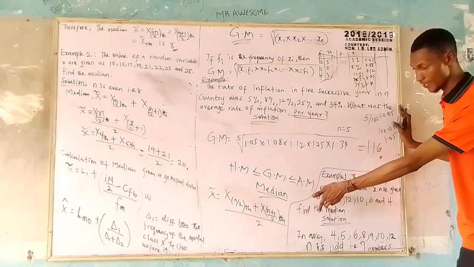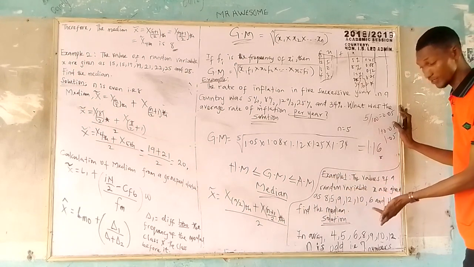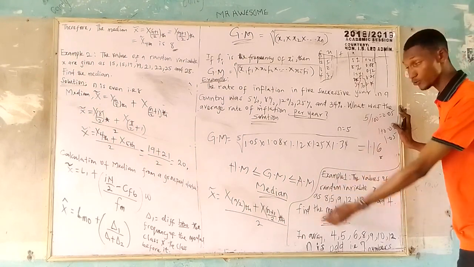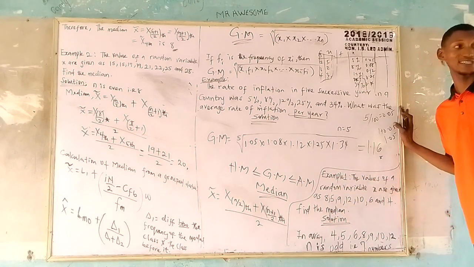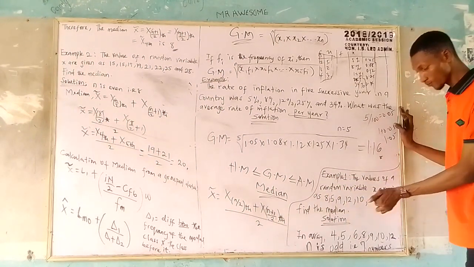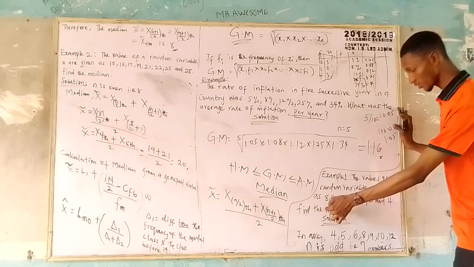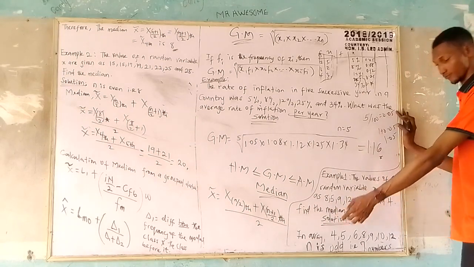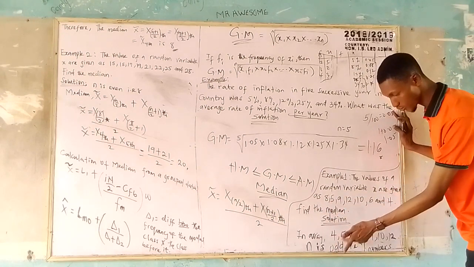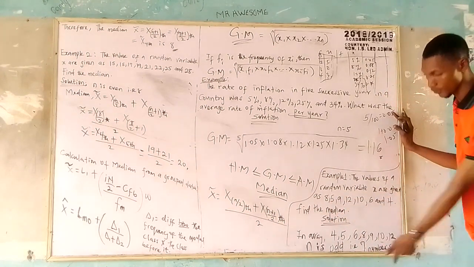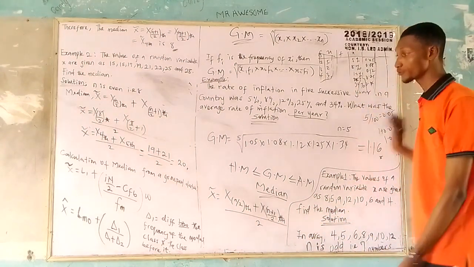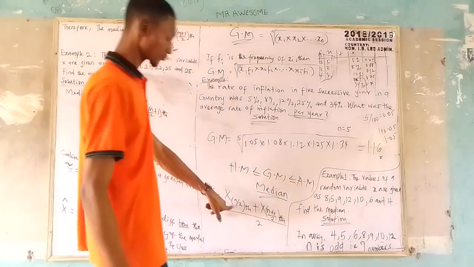This is x1, x2, up to x7. So how many numbers do we have here? To find the solution, you arrange it first in numerical order: 1, 2, 4, 5, 6, 8, 9, 10, 12. From there, how many numbers? Let's count: 1, 2, 3, 4, 5, 6, 7. So n is 7.